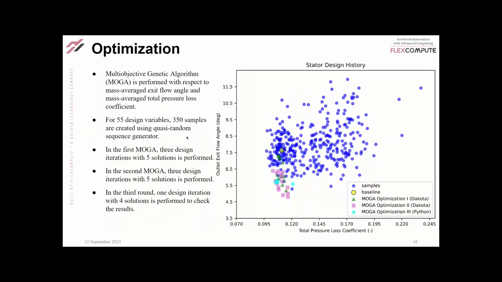And then we started the optimization. For the optimization, we used a multi-objective MOGA genetic algorithm with respect to objective functions. And for that, we use 55 design variables.